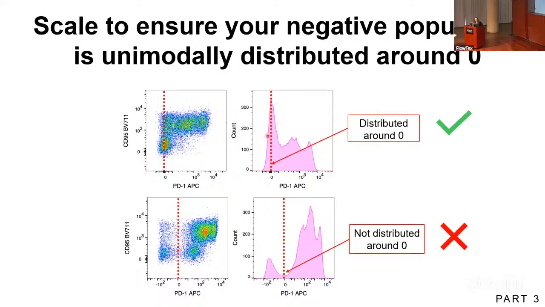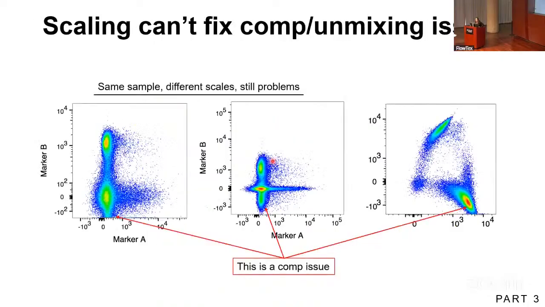Next, scale your data to ensure your negative population is unimodally distributed around 0. Here is an example where you have a histogram around 0. And if you start playing with the scales too much, you're going to find that soon that population, that histogram around 0, is going to split in half. And there's going to be nothing around 0. And that is not correct. That is an artifact of scaling and it's incorrect. Don't do this, do this.